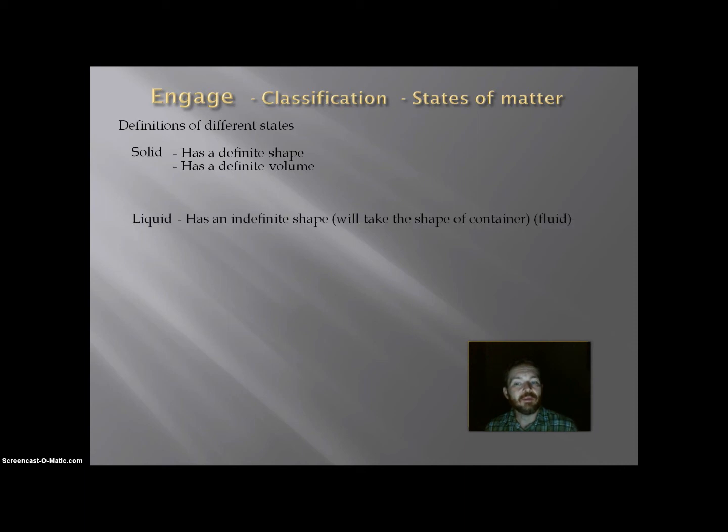When we look at a liquid, we say it has an indefinite shape. Sometimes it's said it will take the shape of a container, or it is fluid. And it has a definite volume. So, like solids, a liquid's volume does not change, but the shape can. And a gas still has an indefinite shape, much like a liquid, so that's why both of them are defined as fluids.